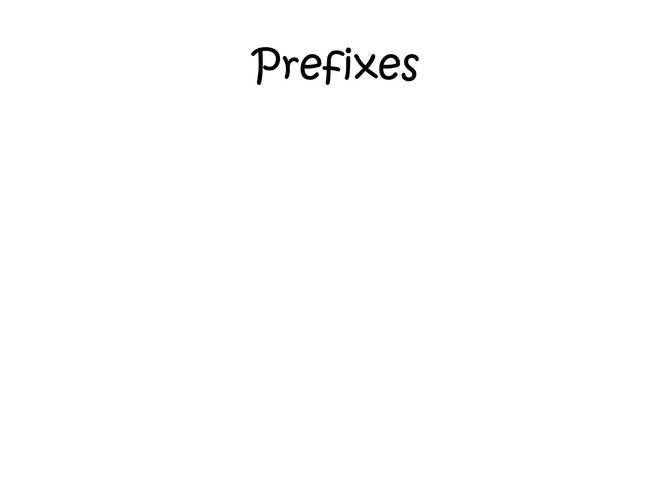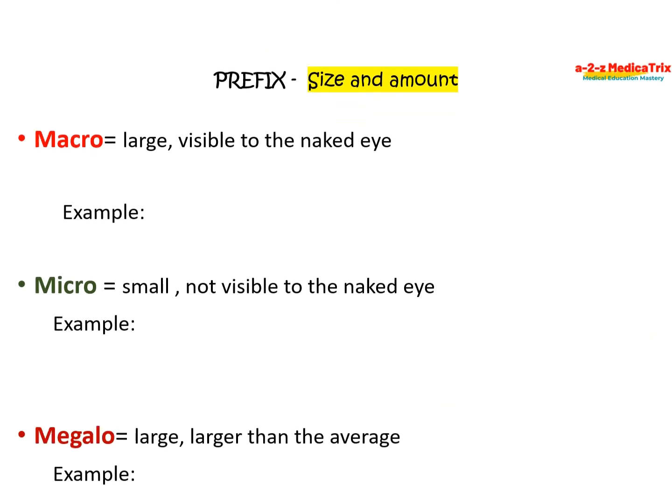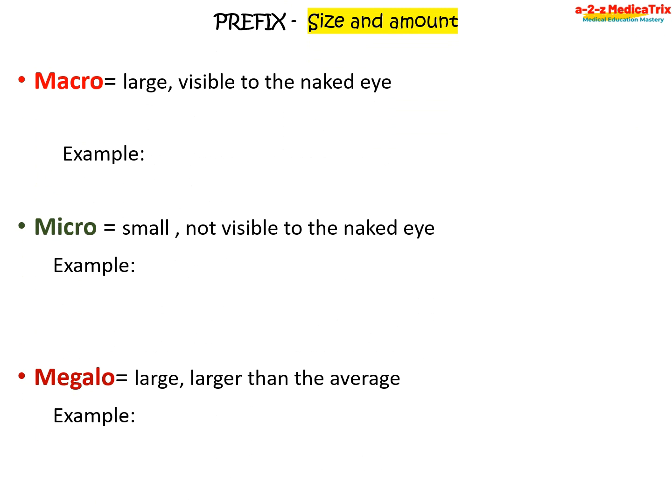Let's take some examples of prefixes. Generally, a prefix indicates size and amount, numerical value, speed, location, movement, or color of the particular root word or subject. So here we understand prefixes related to size and amount. Have you heard of macro? Macro means large, visible to the naked eye.